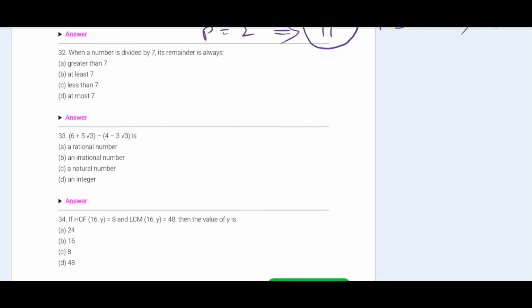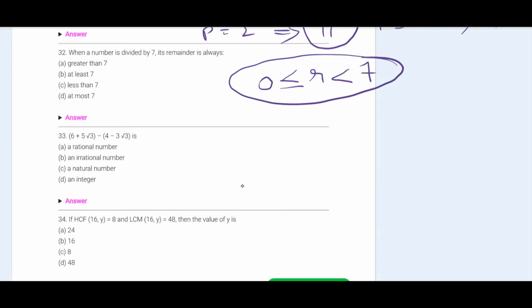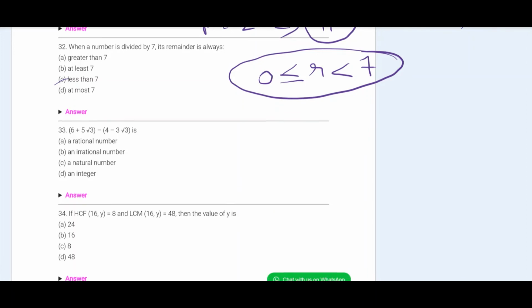Second question, when a number is divided by 7, its remainder is always. So the remainder will always lie between greater than or equal to 0 and less than 7. This is the condition from Euclid's division algorithm. So it's less than 7. Option C.